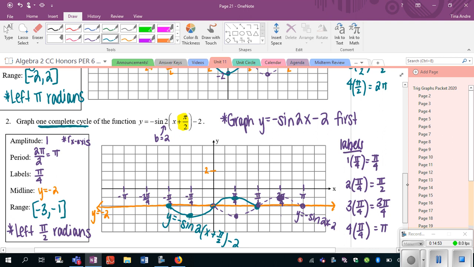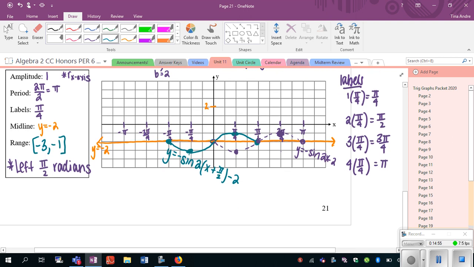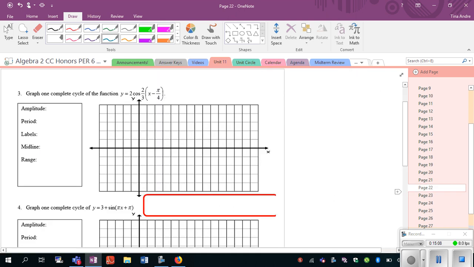All right, let's go to the next page. I think there's a unique one on the next page, so let's look at that one. And then maybe we'll look at two more together, I'm thinking, and then you guys can finish up the other ones on your own. So if we look at the next page, we have number 3.